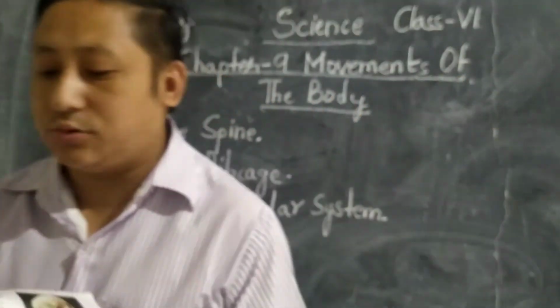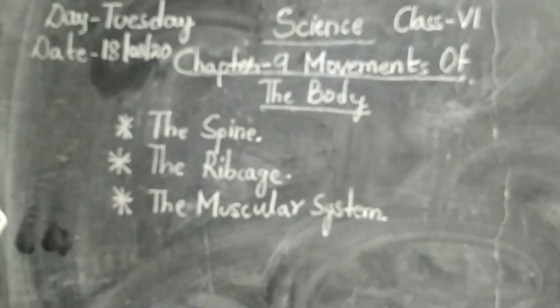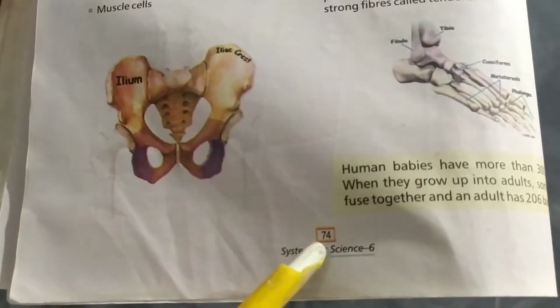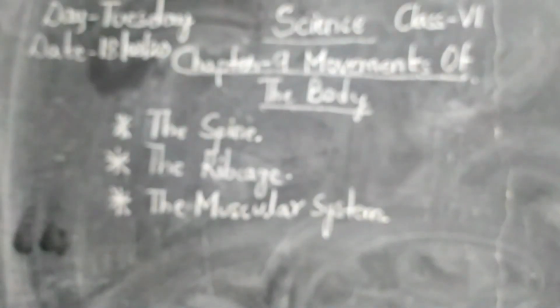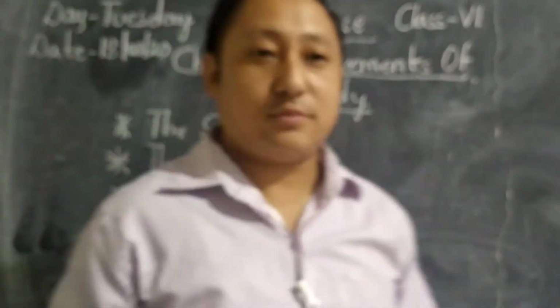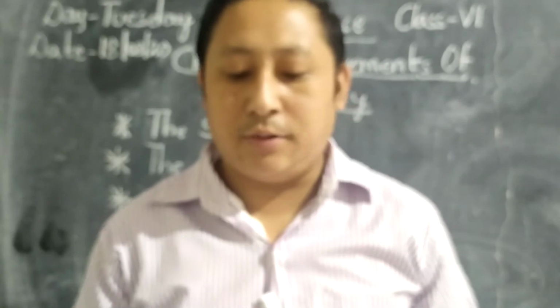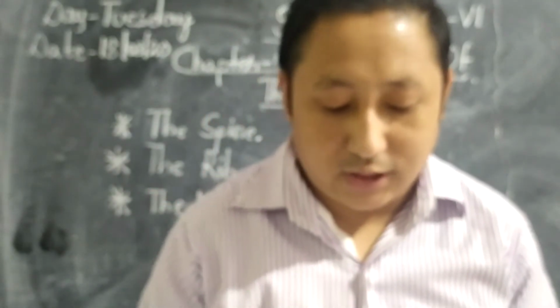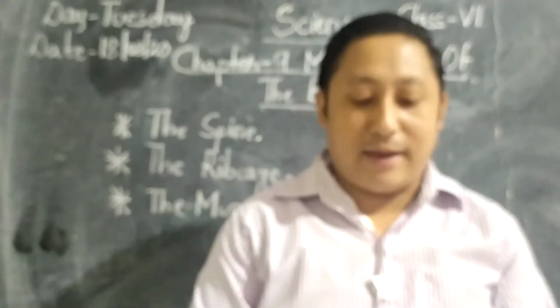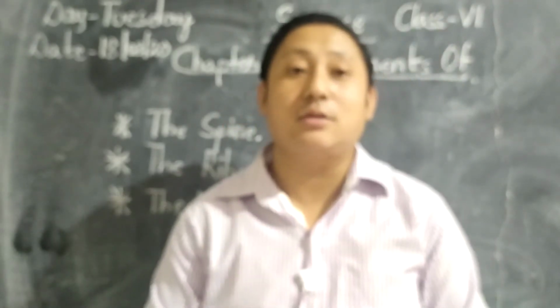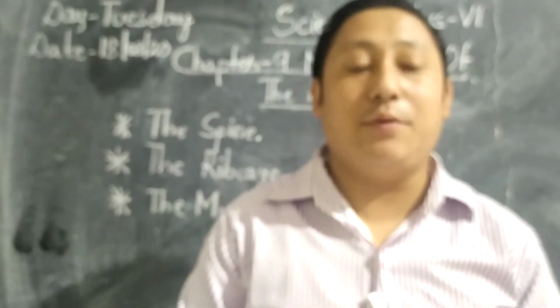Now look here students, I'm going to teach you about the movement of the voluntary muscles. This is your page number 74. Please look at your page number 74. I'm going to teach you this topic, that is movement in human beings. So let us go. The movement in a man or in other higher animals is brought about by the bones. That means whatever movements are done in man or other higher animals, are done with the help of the bones.